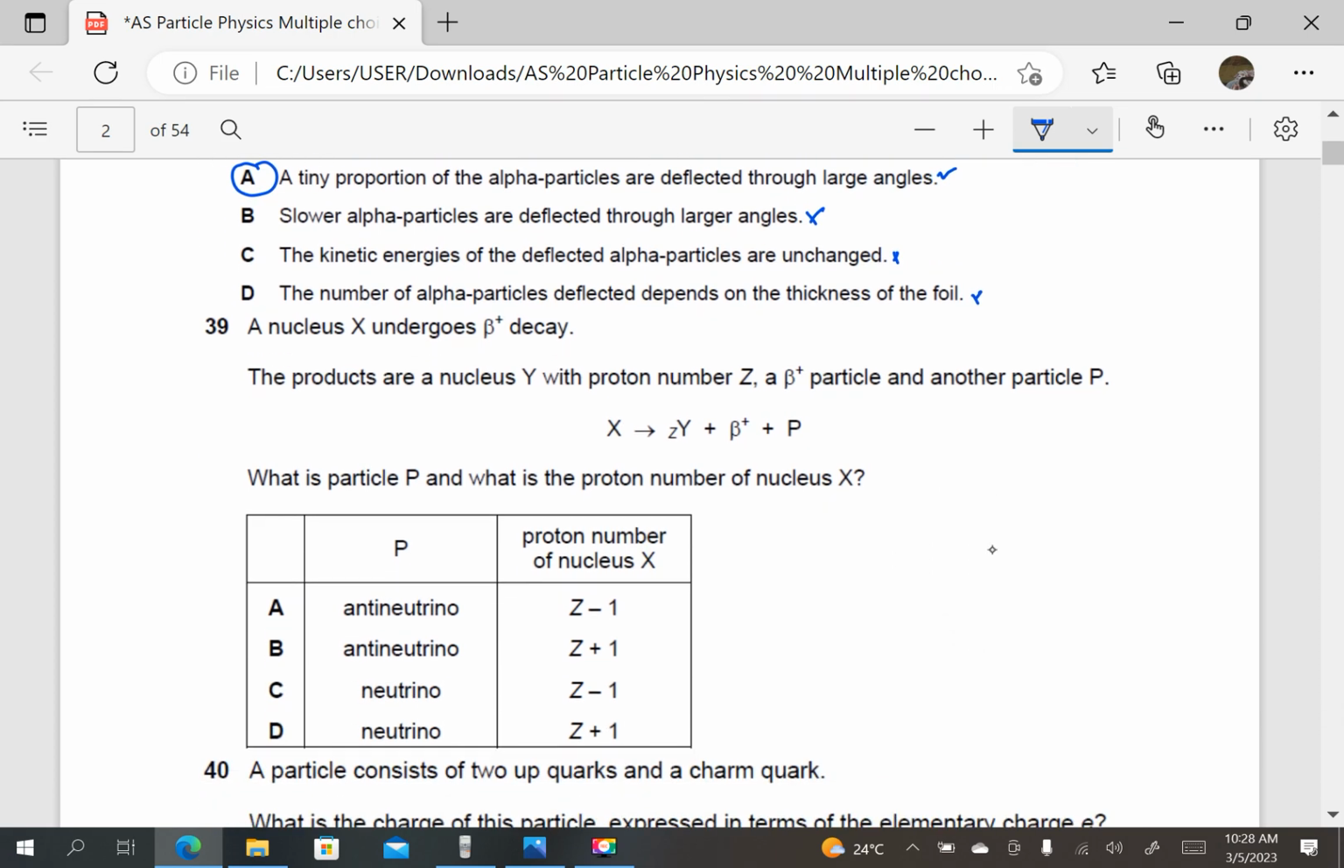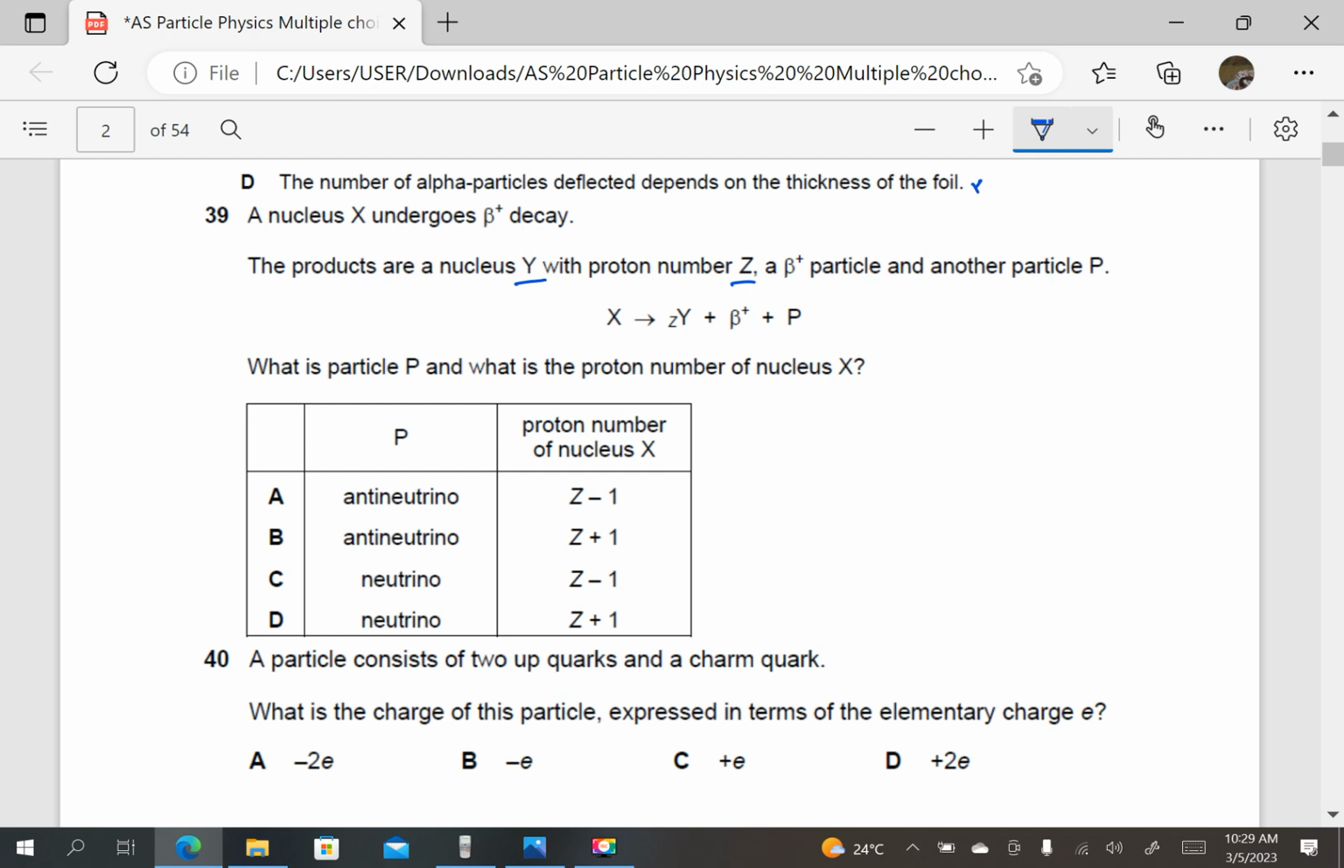A nucleus X undergoes beta plus decay. The products are a nucleus Y with a proton number Z, a beta particle, and another particle P, as shown here. What is particle P and what is the proton number of nucleus X? So a nucleus X is undergoing beta plus decay. So the proton number of nucleus Y is Z.